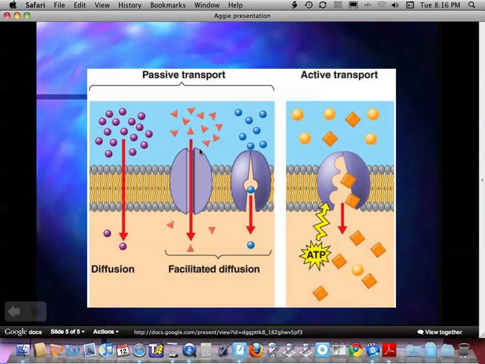Remember, diffusion in passive transport goes from concentrated to not so concentrated. See, they're in regular diffusion and facilitated diffusion here. But in active transport, it goes backwards. Not so many going to where there's more. ATP, power of the cell.